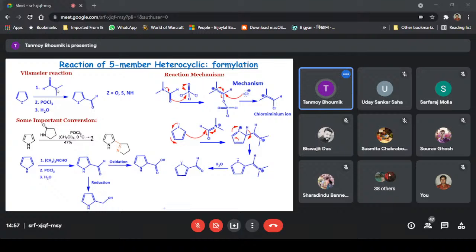Whenever this pyrrole is substituted first with DMF and PCl3 and water, the first product is the aldehyde at that position, and then an oxidation or reduction process can occur. Whenever the reduction occurs, this gives the pyrrole ring, and this pyrrole ring has the ortho position containing CH2OH. And there is also another oxidation process. What happens is this OH group becomes a carboxylic acid group.